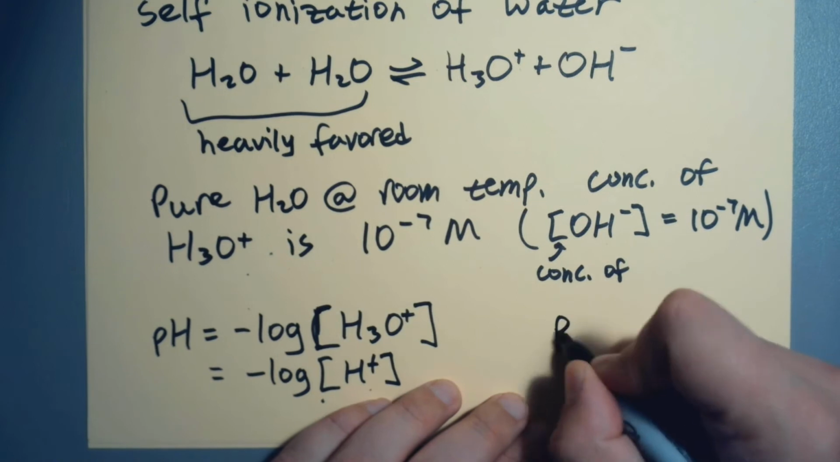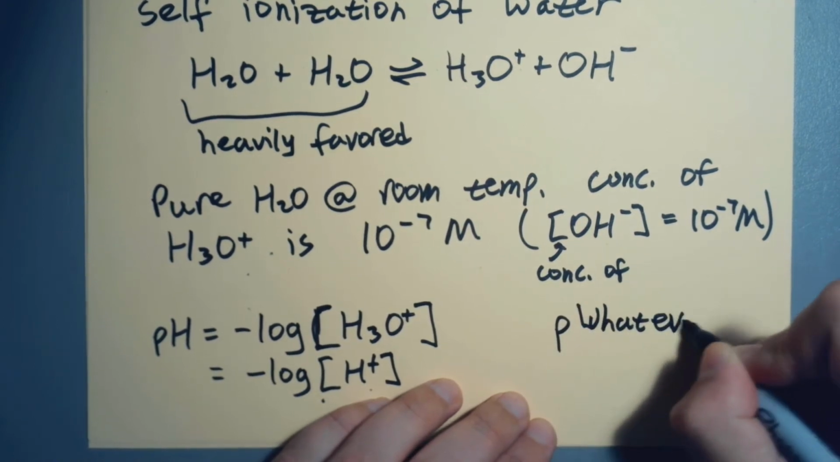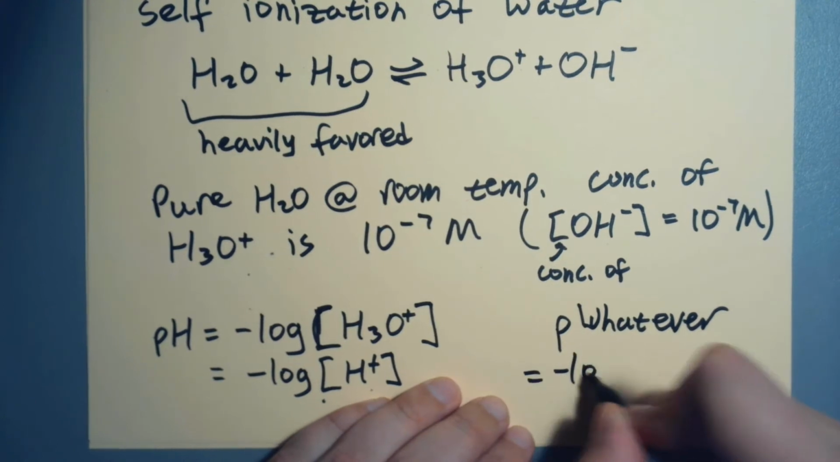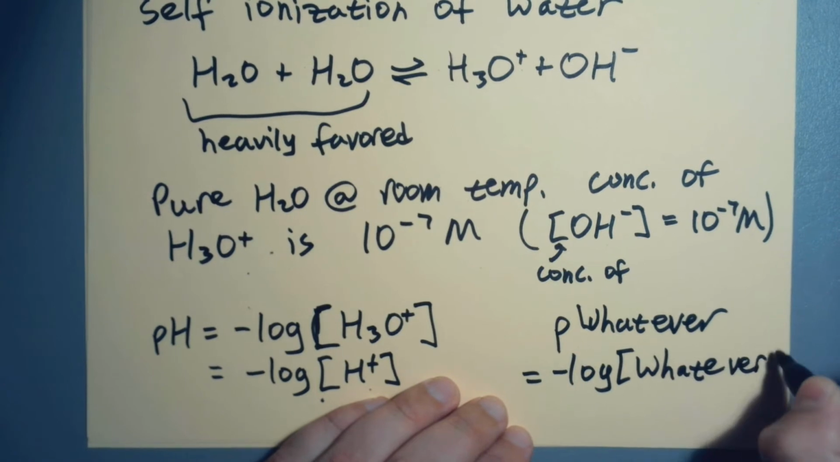So P of whatever equals the negative log of the concentration of whatever.